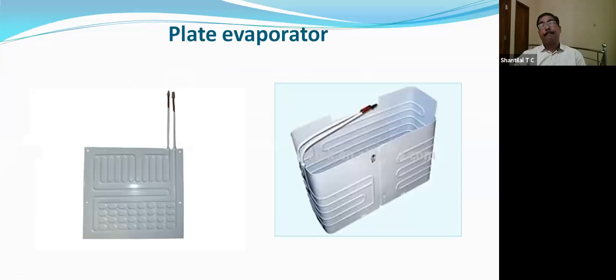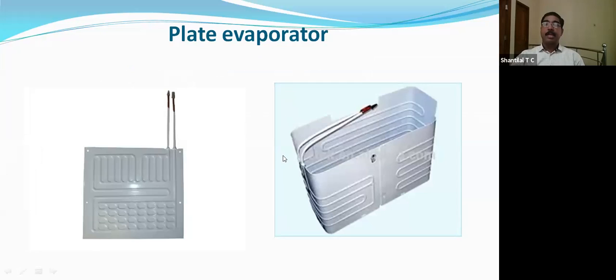Another is the plate type evaporator. There are two models in this: the plate type evaporator, and another is the plate and tube type. The main difference is that these two are generally used in small systems, like refrigerators. In that area we use them.